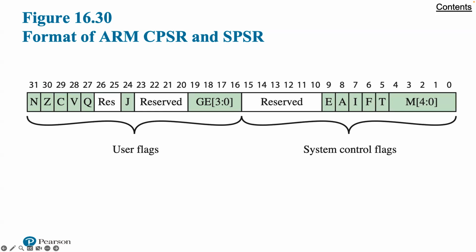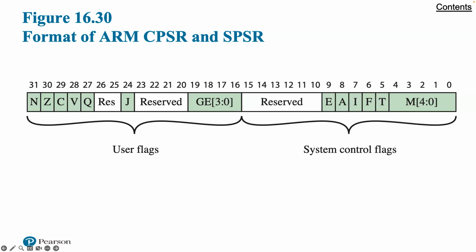The 16 least significant bits of the CPSR contain system control flags that can only be altered when the processor is in privileged modes. The fields are as follows: the E bit controls load and store endianness for data. It's ignored for instruction fetches. So we have flags and control bits all in the same one specific register. So keep that in mind. Now we're going through the control bits.